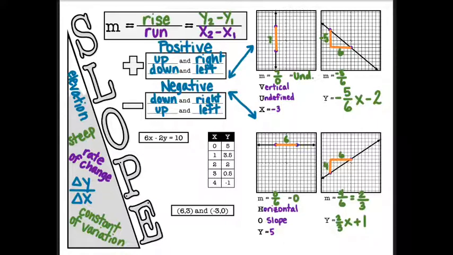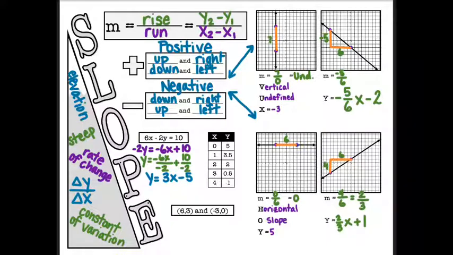So first thing I'm going to do is move the 6x to the right-hand side. So if it's a positive 6x on the left-hand side, it's going to become a negative 6x on the right-hand side. So my new equation is negative 2y equals negative 6x plus 10. I still need to get y by itself, so I'm going to divide everything by negative 2. So y equals negative 6x divided by negative 2 plus 10 divided by negative 2. So when I simplify those fractions, y will equal 3x minus 5.